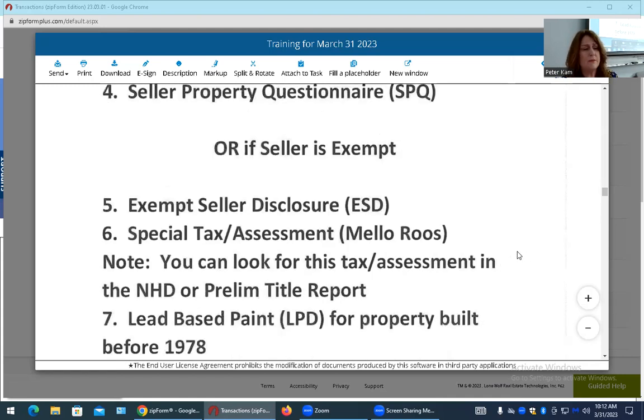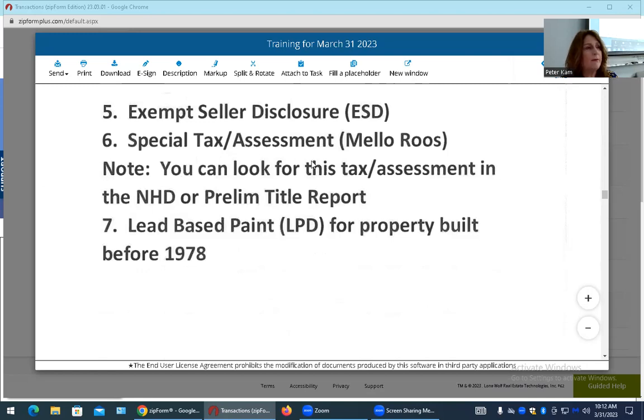Now, you don't have a specific disclosure for that. However, it will be located in your NHD, which I prefer to look in, or your preliminary title report. The NHD will have a nice layout of the taxes and special assessments, so you can cover that requirement by having the NHD. As we always say, get that report early. Now, the lead-based paint disclosure form is for properties built before 1978. That is a statutory requirement.